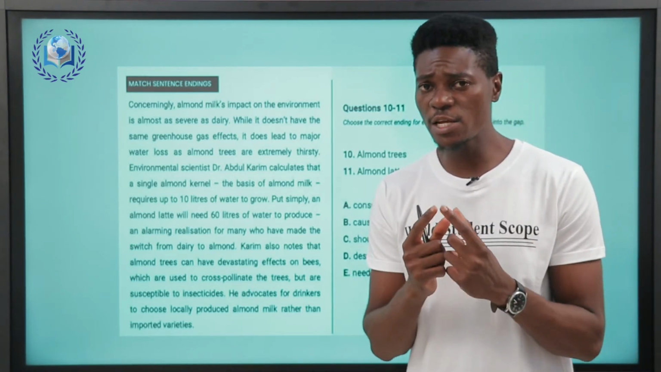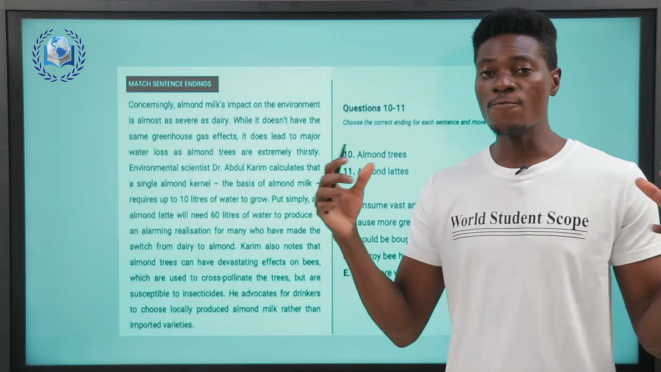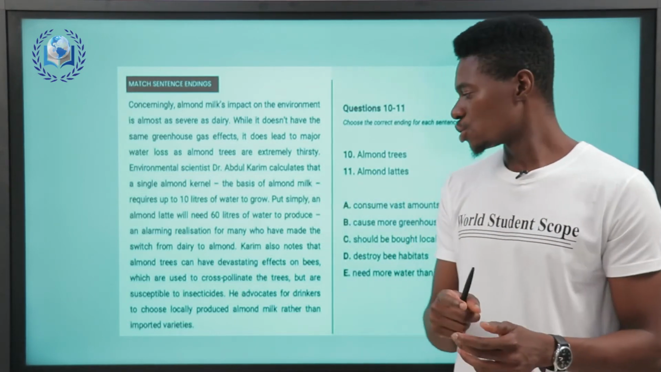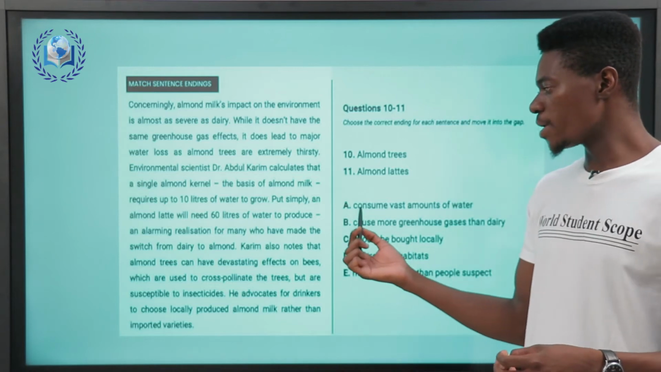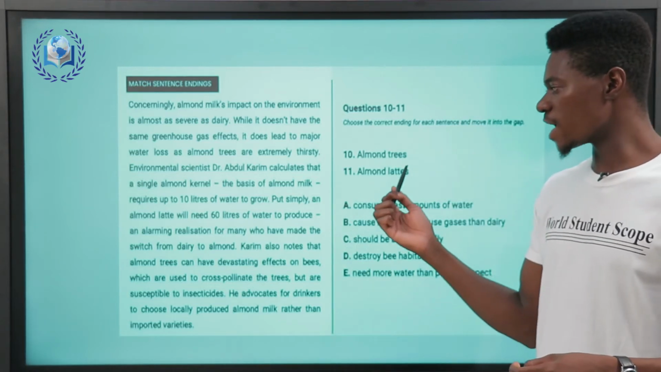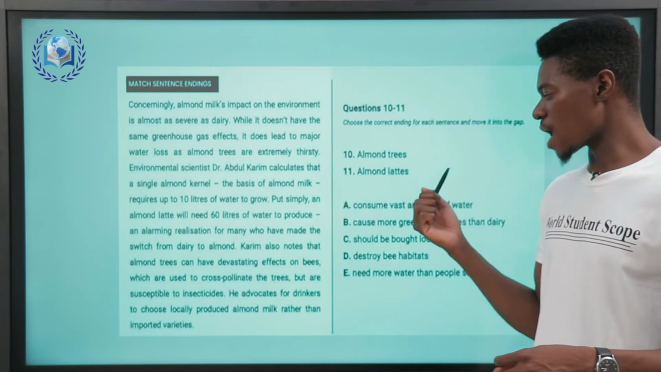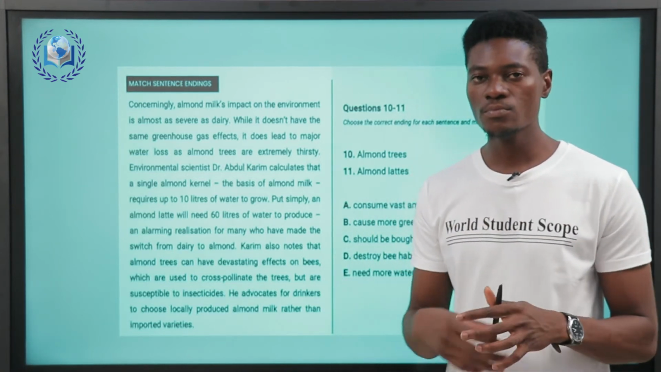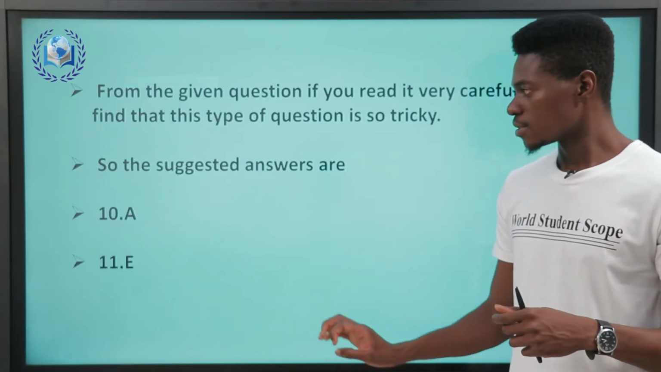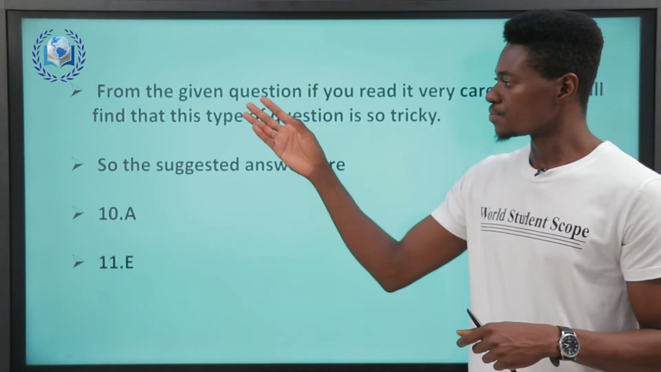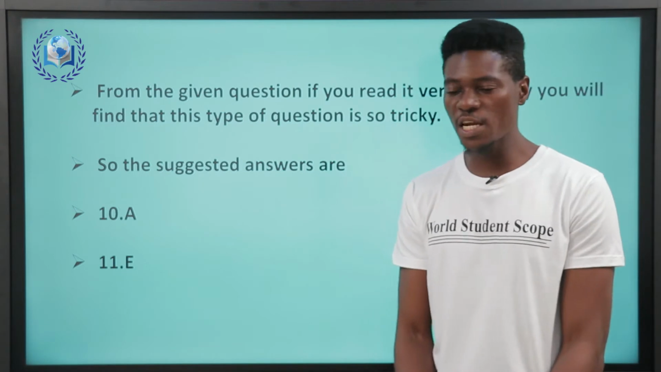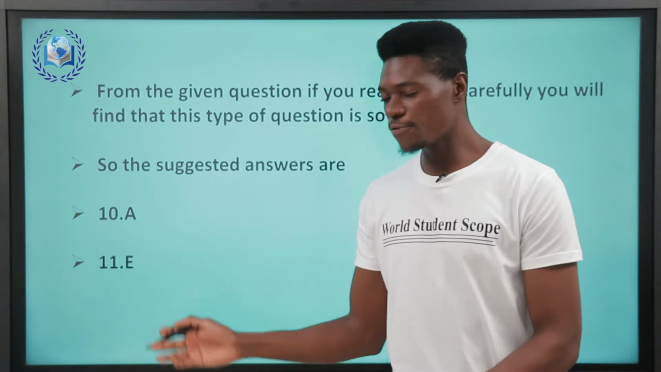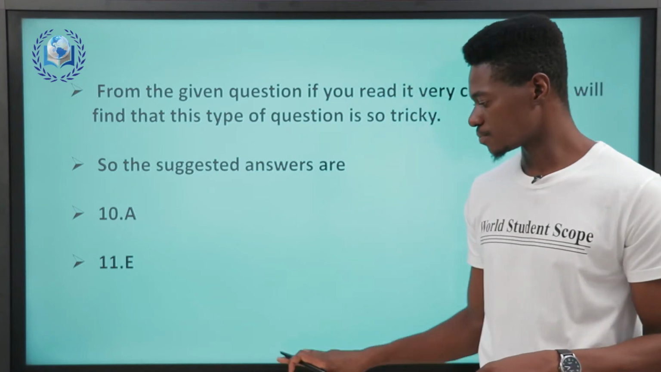To be thirsty means you will consume a vast or very large amount of water. So your answer will be A. You have to write consume vast amount of water, and you have to finish it up. So let's take a look at the next question. The suggested answer for number 10 is A, and for number 11 it is E.